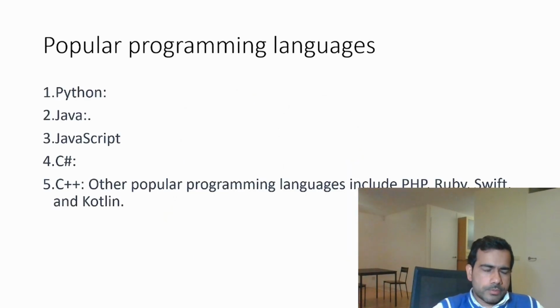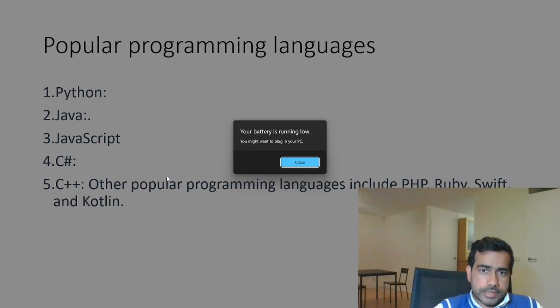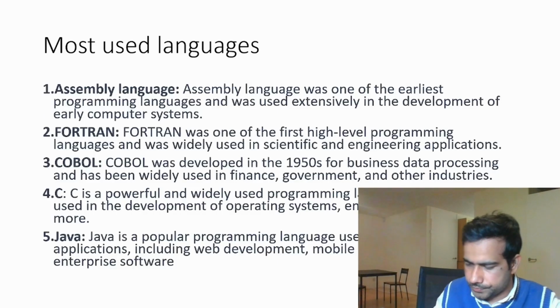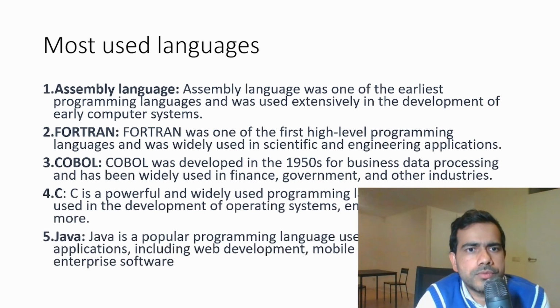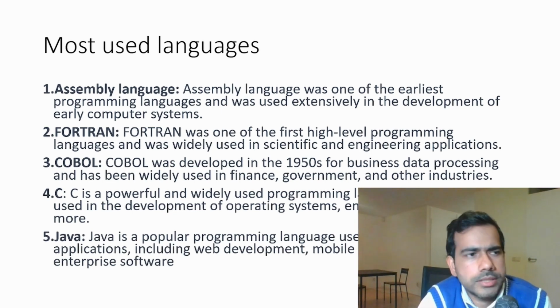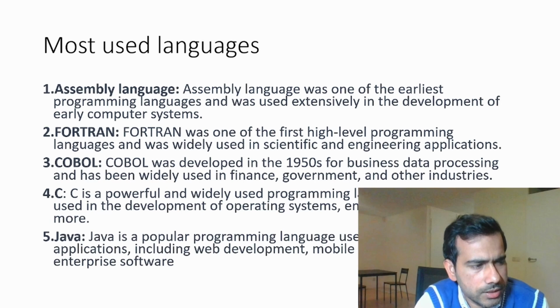So the most popular programming languages right now in the world: Python, Java, JavaScript, C++, PHP, Ruby, and Kotlin. These languages are quite popular. So in the world that we live in, which languages are the most popular in terms of the software that we use? I wanted to know this.